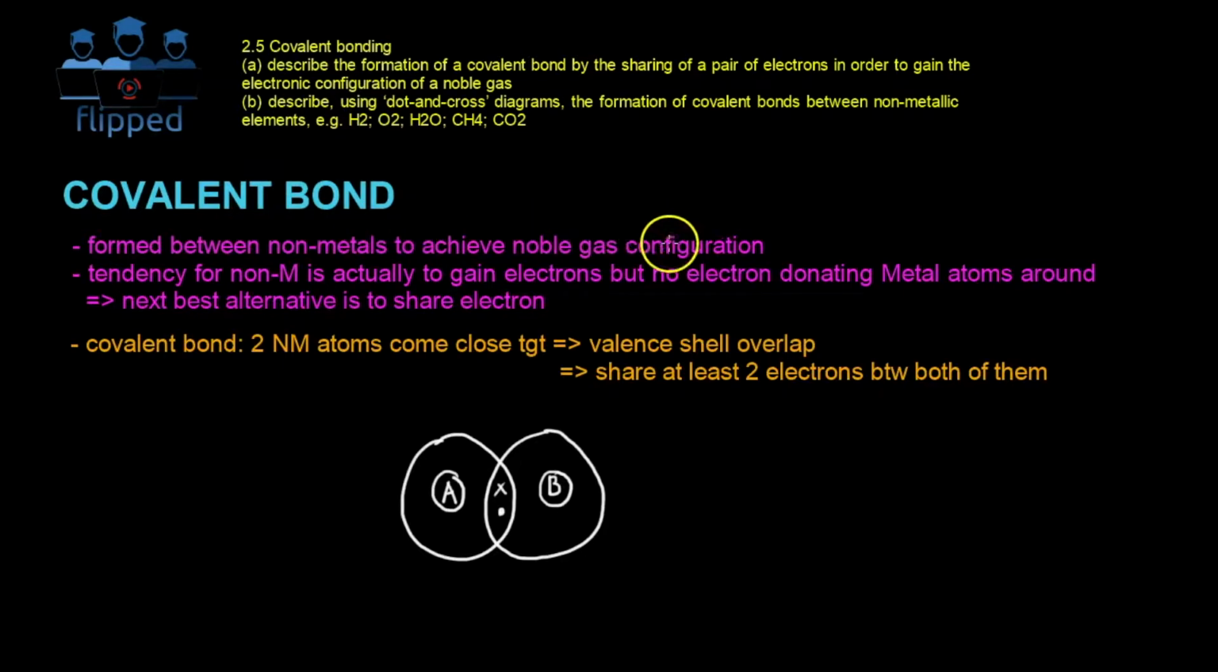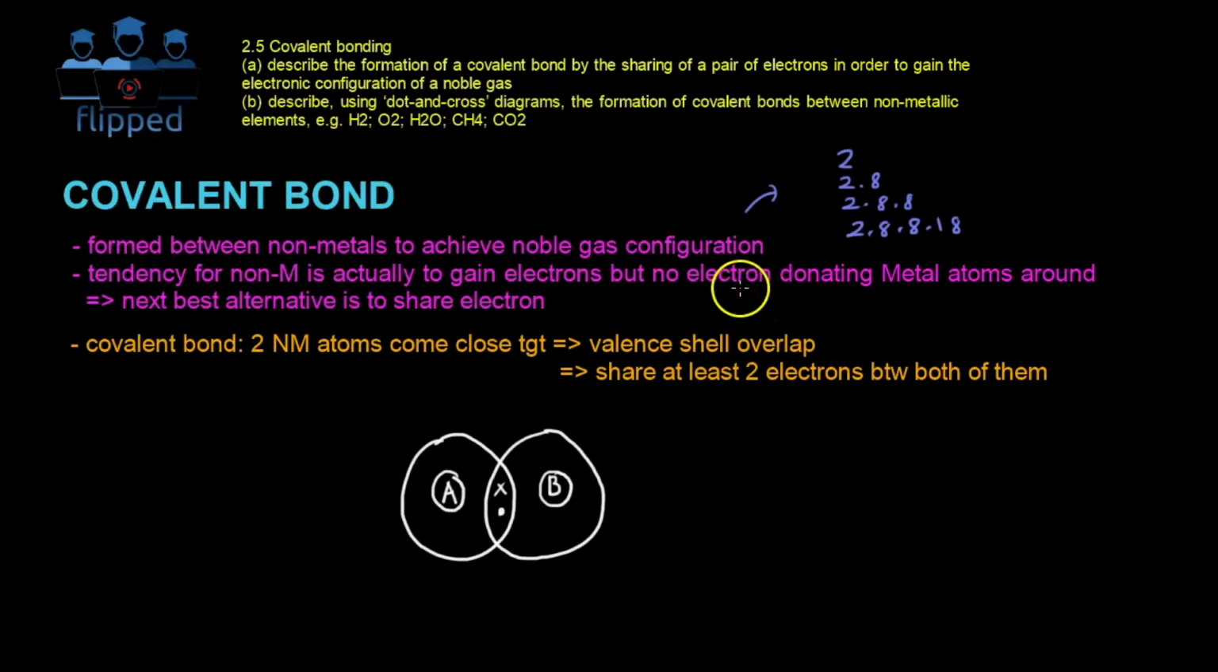Today we are on covalent bonding, and a covalent bond is formed between nonmetals to achieve noble gas configuration, which you'll recall is either 2, 2-8, 2-8-8, or 2-8-8-18. Either of these four is noble gas configuration. The tendency for nonmetals is to gain electrons, because it's easier to gain a few electrons than to lose all the electrons, as in ionic bonding.